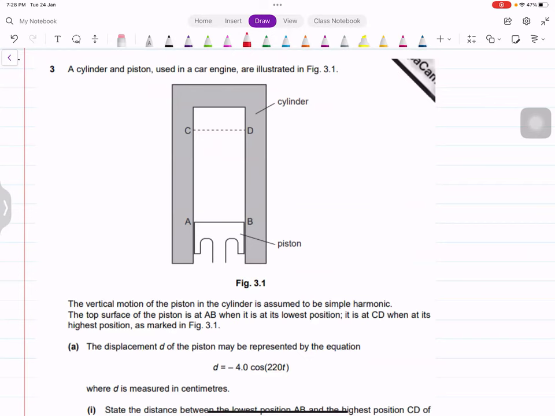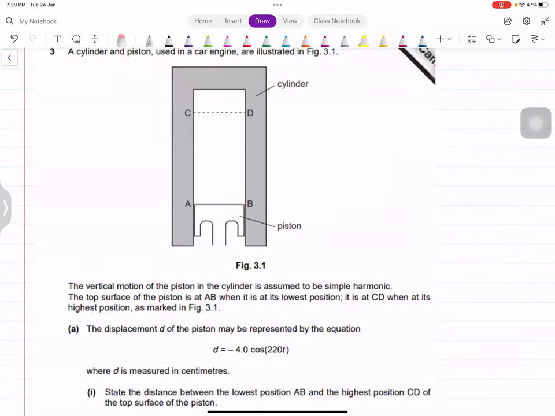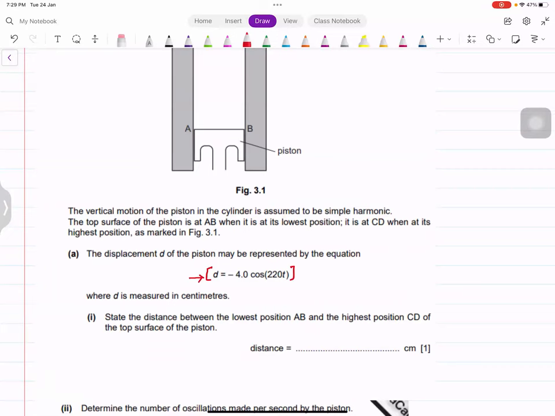In this question, it says there is a piston in a car engine which oscillates, and as you can see, it can go up or down like that, right? Whilst it's going up and down, they say the displacement of the piston is represented by this equation. Do you guys understand this? Now, it says where D is measured in centimeters, and state the distance between the lowest position AB and the highest position CD of the top of the piston.